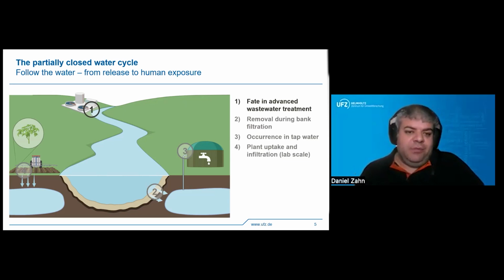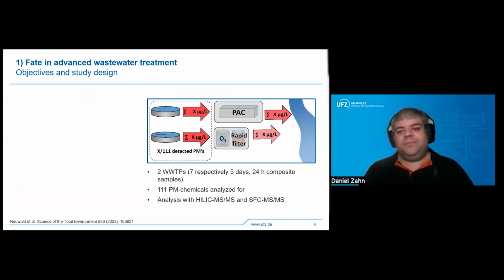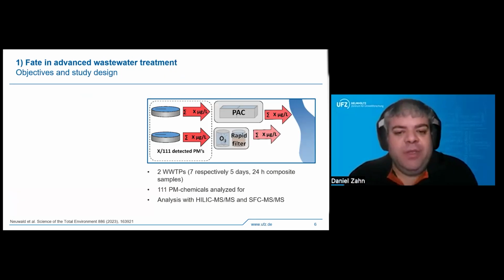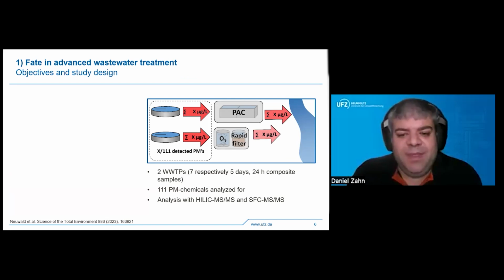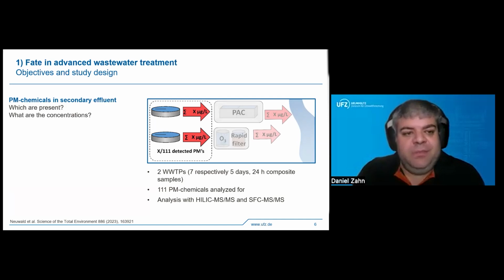Let's start at the source and the wastewater treatment plant, which is the main entrance pathway for many PM chemicals into the water cycle. What I want to discuss with you here is a study we did in two wastewater treatment plants. One of them using powder activated carbon and the other one using ozone followed by sand filters. We looked for over 100 PM chemicals in there and wanted to answer three basic questions.